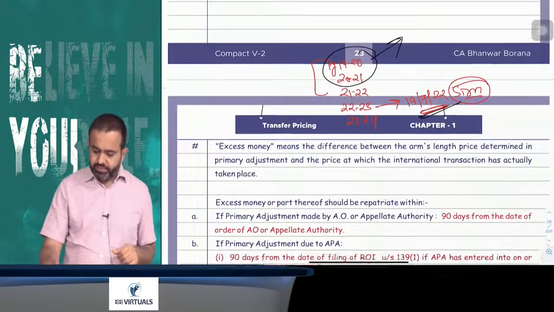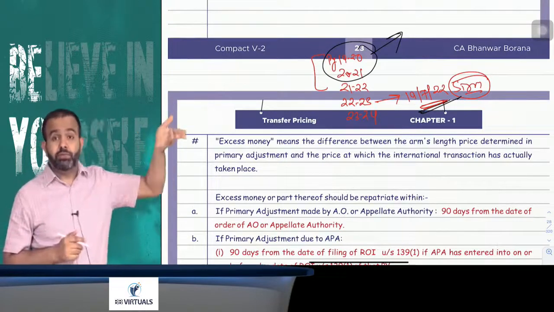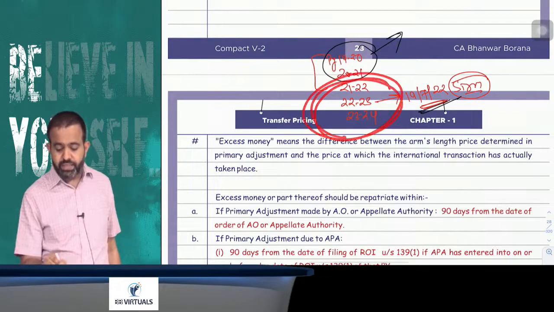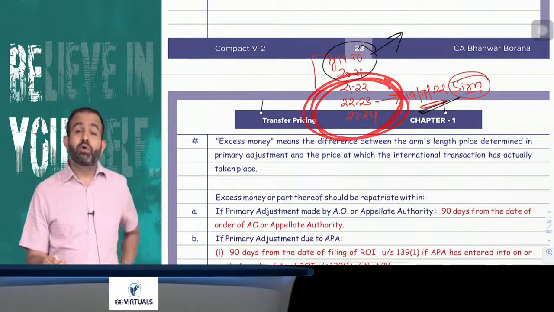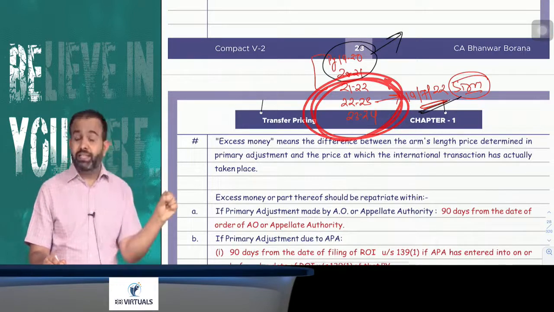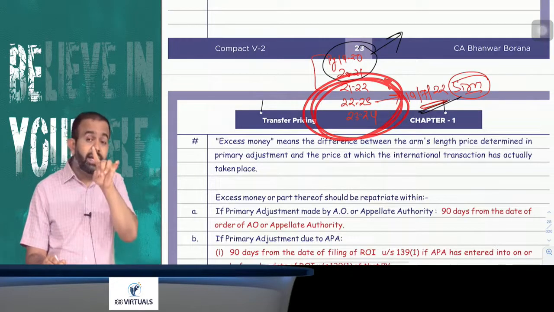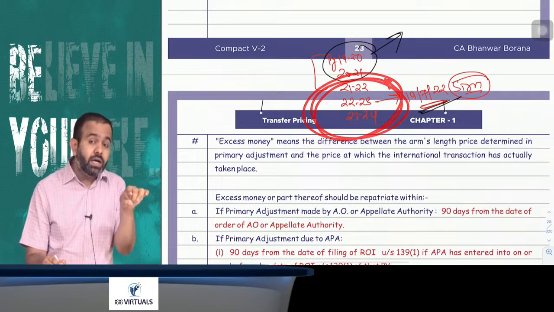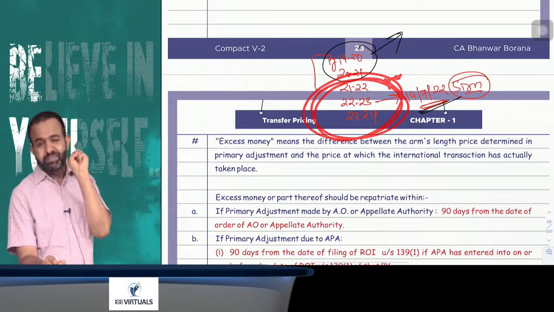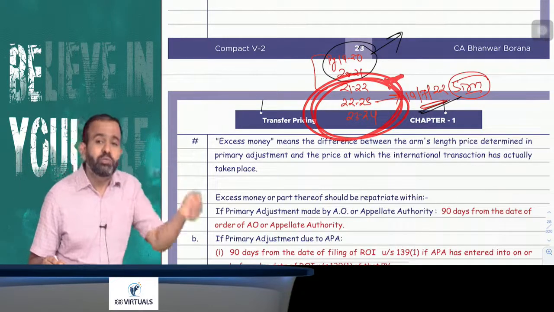Now next, the second part. Suppose APPA was entered and the primary adjustment is for the years for which the due date is still pending. Here the due date is still pending for these 3 years. In that case, you have to repatriate that money within 90 days from the date on which you file the return. Suppose within 90 days money is not repatriated, then interest will be applicable from the due date of return filing of this year. Here there is one difference, because you have to repatriate the money within 90 days from the date of actual filing of return.